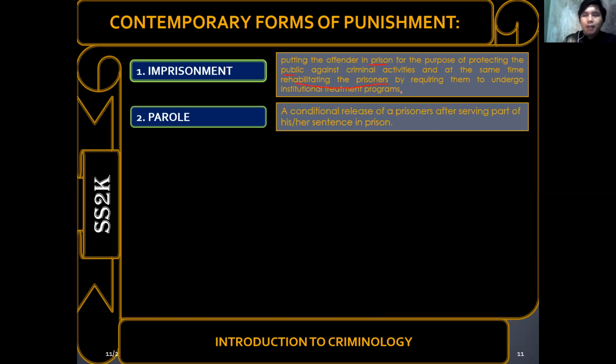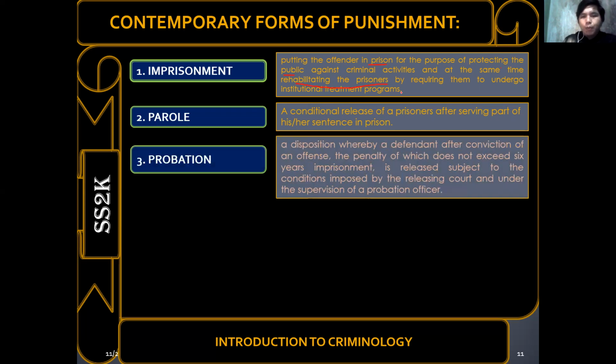Pagka ikaw po ay nagpakabait sa kulungan, pagkatapos na-serve mo yung 1/3 of your sentence, that is part of your sentence, okay? Then, you can be granted parole. Okay? Pwede, no? Pwede kang magrantan ng parole. Yan. So, yun po yung pag-aaralan ng tinatawag ng Boards of Pardon and Parole para ikaw ay maparulan.